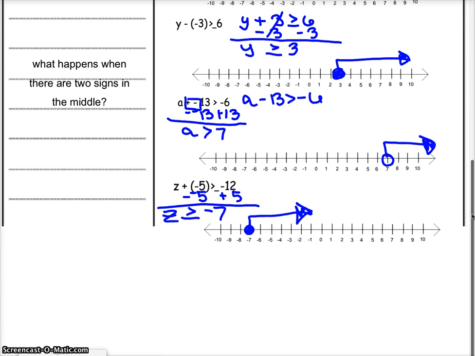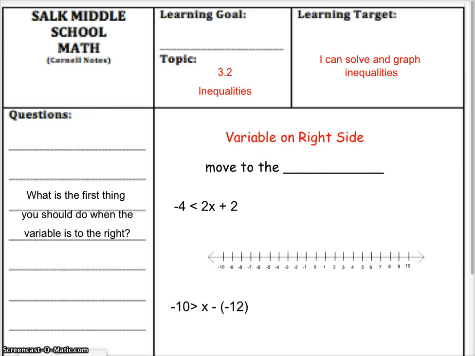Be careful, it doesn't seem like I have any examples with the variable on the right. Do I on the back side? Yeah. Oh, good. Okay, so if the variable's on the right, you move it to the left. You have to. No choice. You can't get out of it.